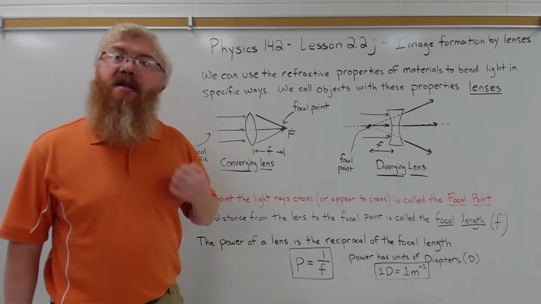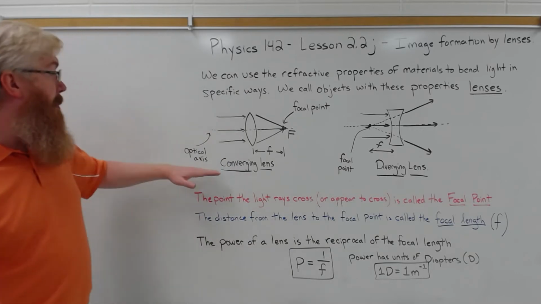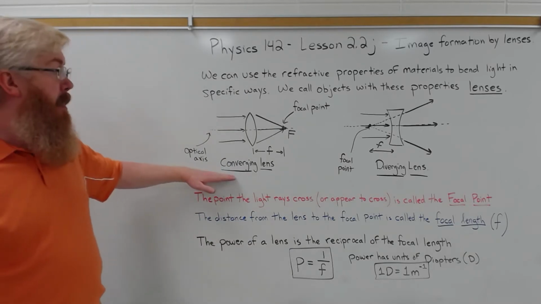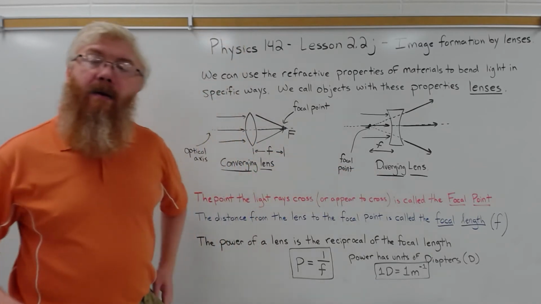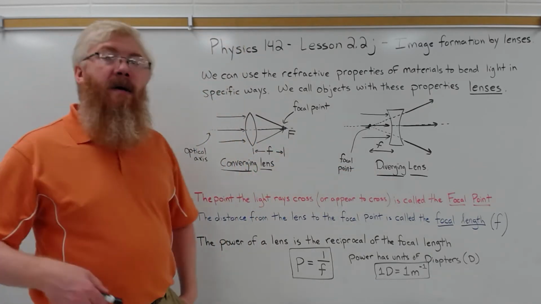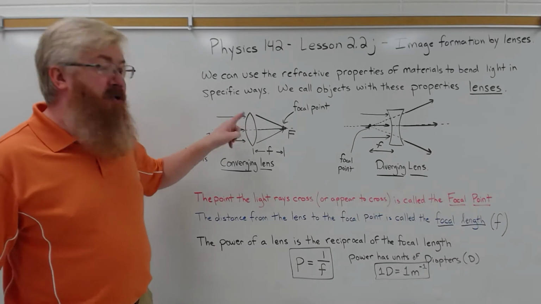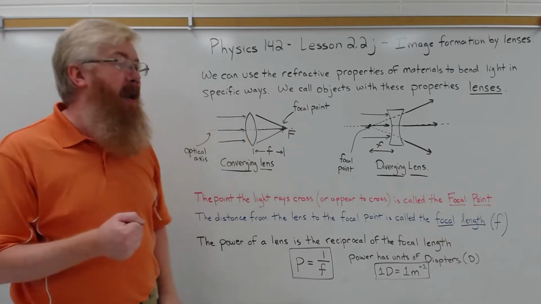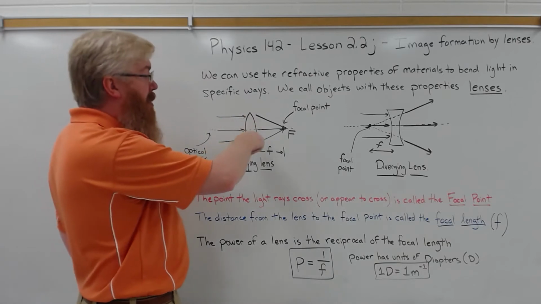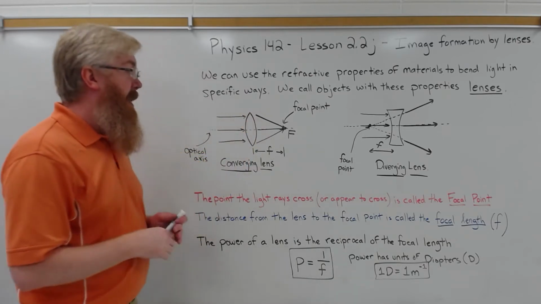So we have two simple lenses we're talking about. We're talking about a converging lens and a diverging lens. Again, same principles apply to both. The shape of the glass is chosen in such a way to either bring the light together or to spread it out. So this is called a double convex lens.